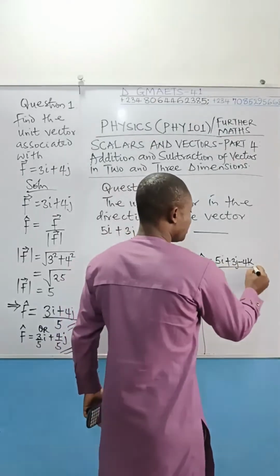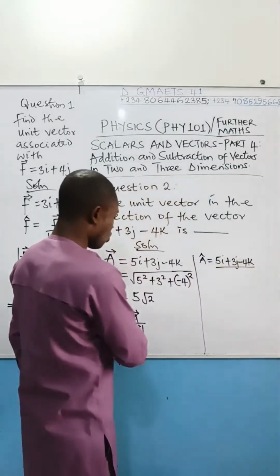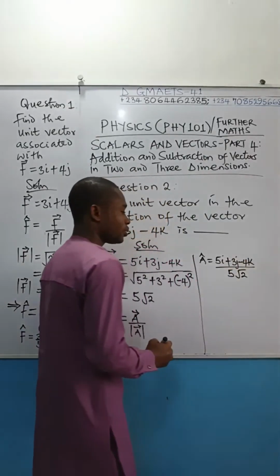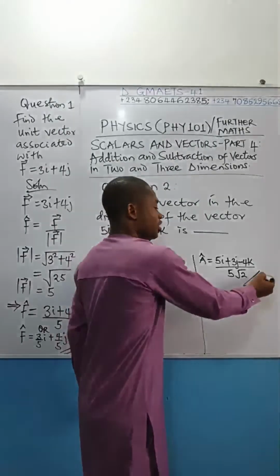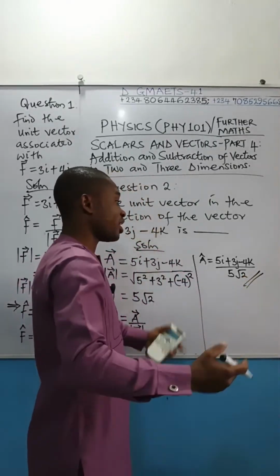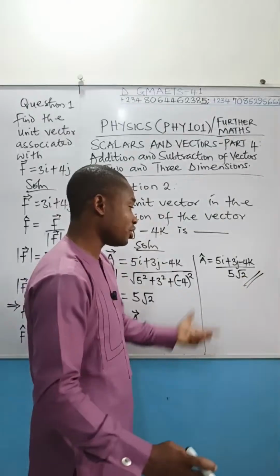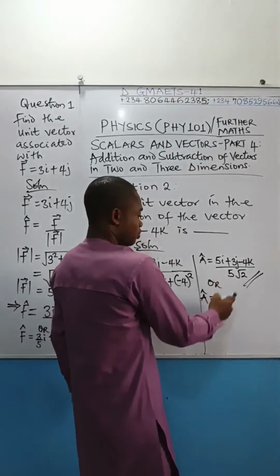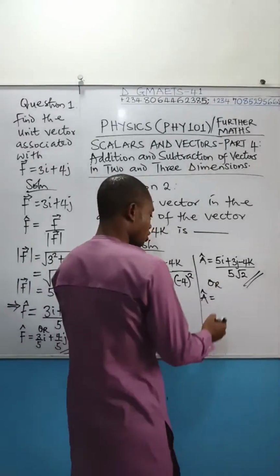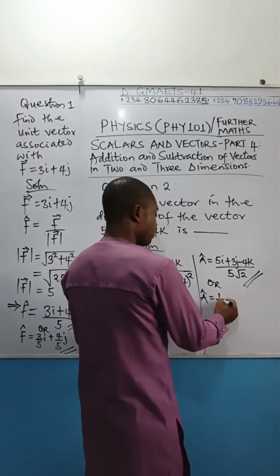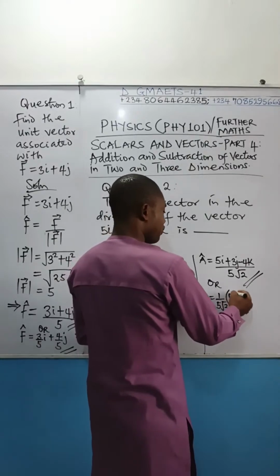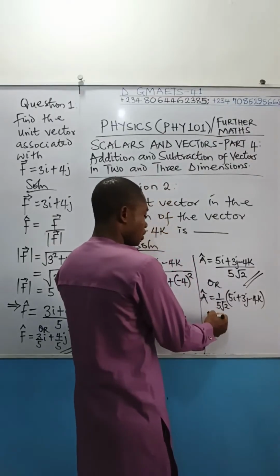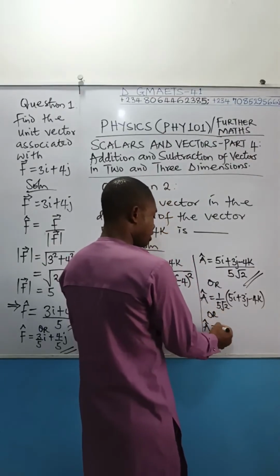We are going to divide this given vector by its magnitude. And what is the magnitude of that vector? 5 root 2. And this is the answer. If your examiner leaves the final answer like this in the options, fine, you go for it. Or you can write this by pulling out the common denominator, which is going to be 1 over 5 root 2, open bracket 5i plus 3j minus 4k.